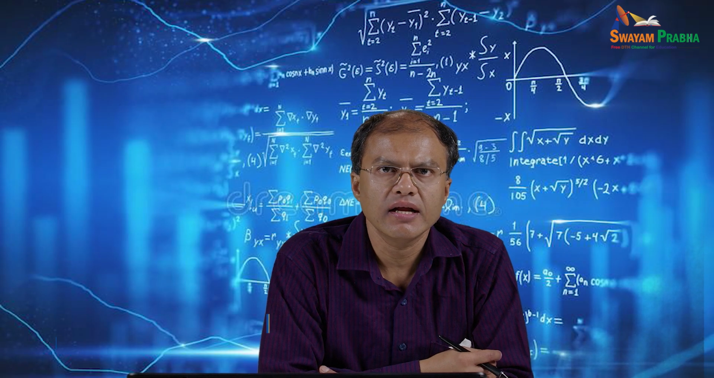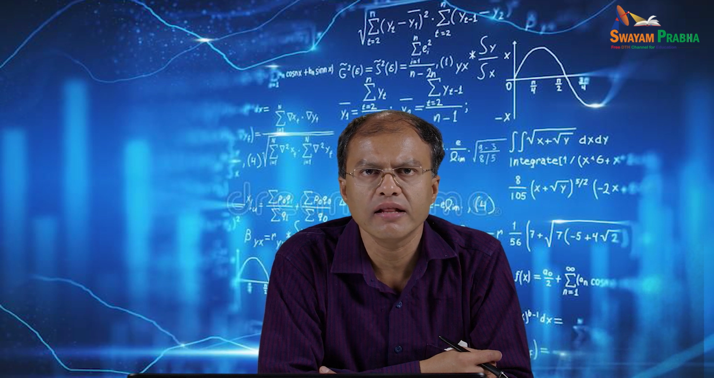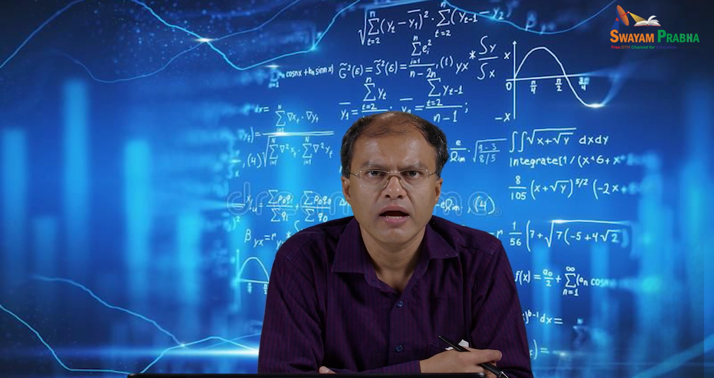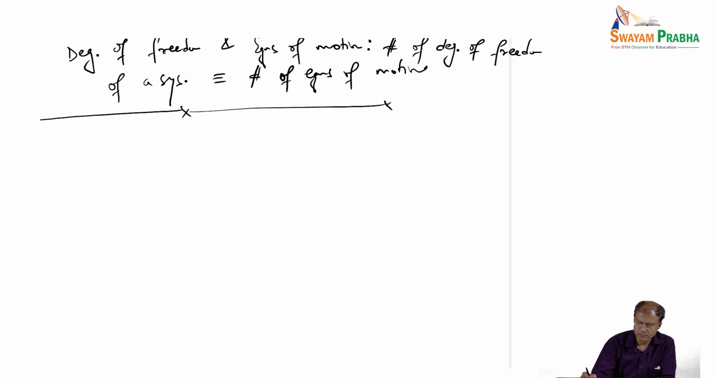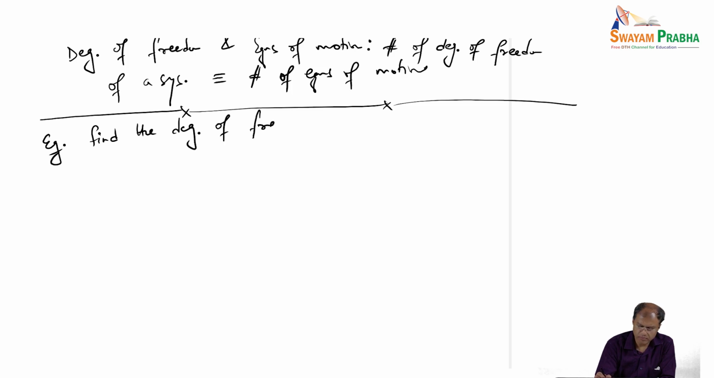Welcome back everyone, and in this module we will be talking about some quick examples relating the degrees of freedom of a system and eventually leading to a discussion on the Lagrange equation of motion. So I directly start with an example. Find the degrees of freedom for a simple pendulum.